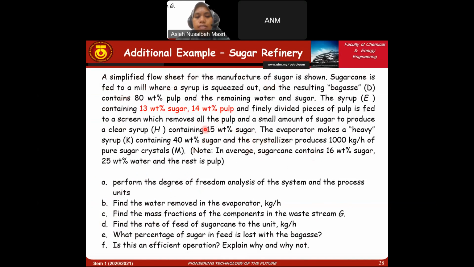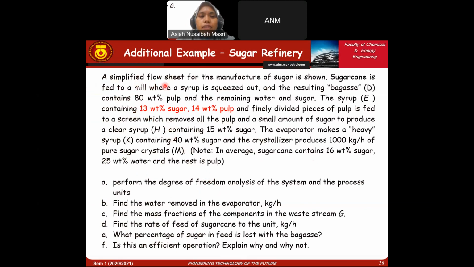So let's take a break by yourself for around 1 minute to read and understand the question. You can stop the video for some time and read it, and then we can continue. Okay, I'm assuming you have stopped and take your time to read. So let's read together. So here we have a problem about the sugar refinery.